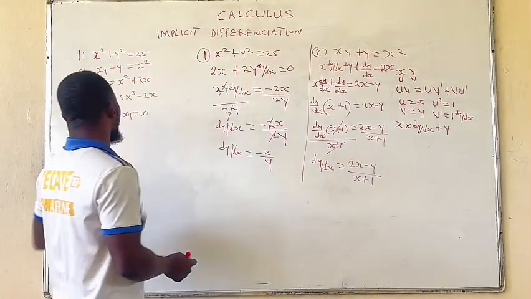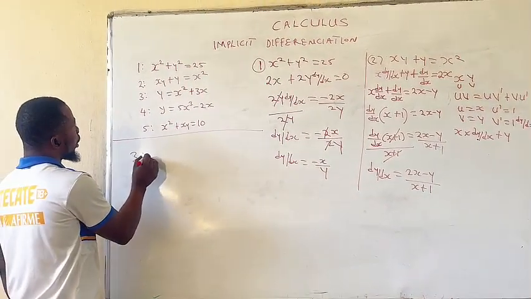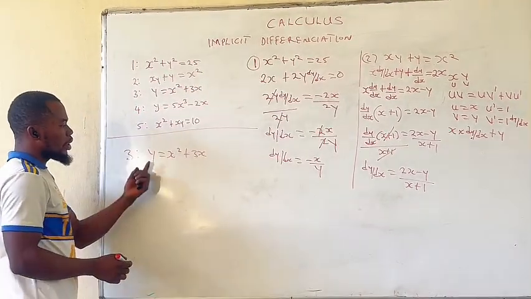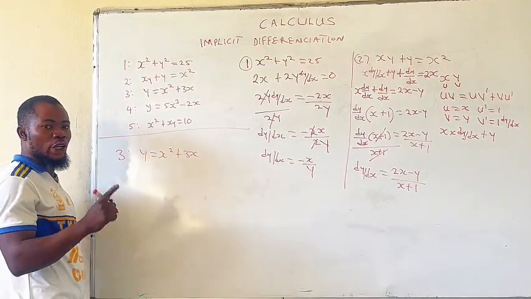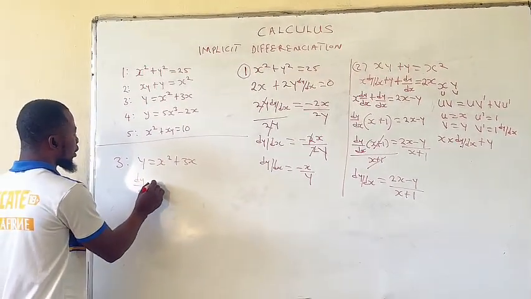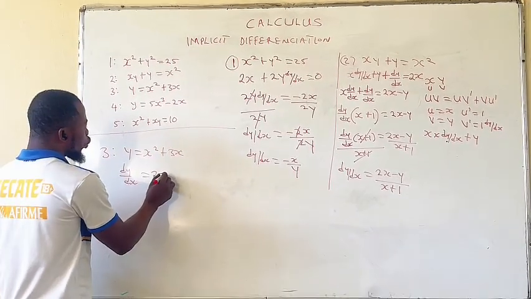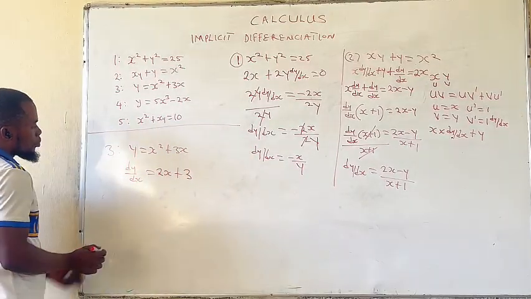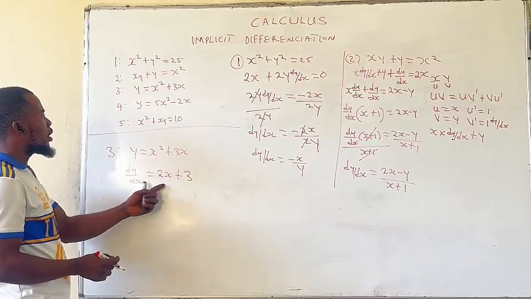Now to the third question. Third question: y equals x squared plus 3x. The same thing, differentiate each term. If you differentiate y, you will have 1. And we said anywhere you differentiate y, you put dy/dx. So 1 multiplied by dy/dx gives dy/dx, equals, anywhere you differentiate x squared, you will have 2x. So we'll have 2x plus, if you differentiate 3x, we'll have 3. So this is just the derivative of y equals x squared plus 3x using implicit differentiation.